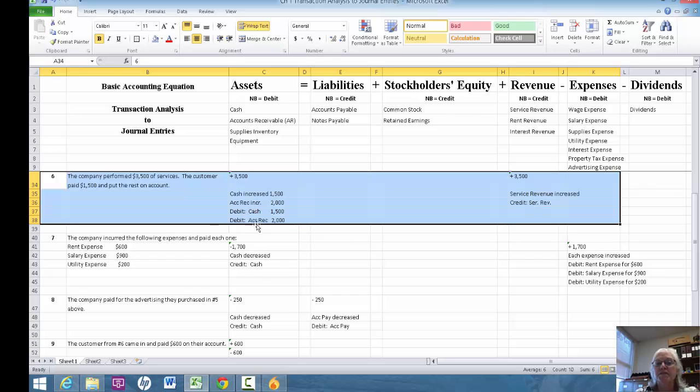So this is called a compound entry when we have 3 or more accounts that are debited or credited. A simple journal entry is what we've been doing before, where it's just one debit, one credit.